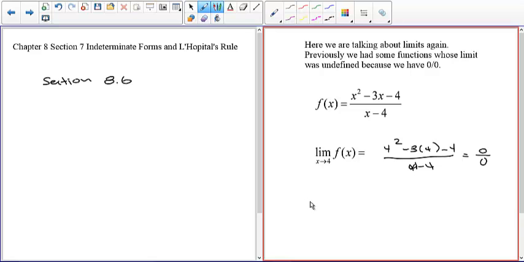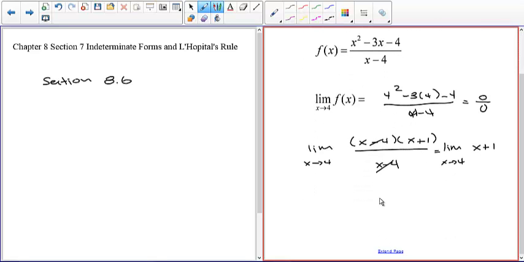So the way that we handle that is we factor the numerator, which is going to be x minus 4 times x plus 1, divided by x minus 4, and the x minus 4's cancel out, and so the limit of the original expression is the same as the simplified expression. At this point, the result is not indeterminate, so you just plug the number in, so you get 4 plus 1, which is 5. So that's the answer. That's how we used to do it.